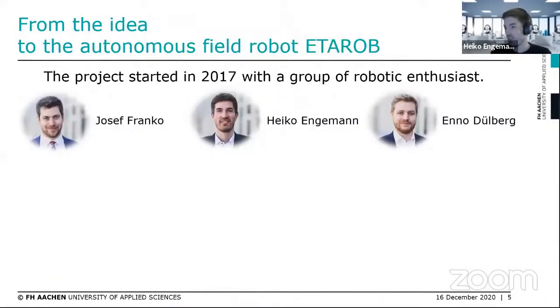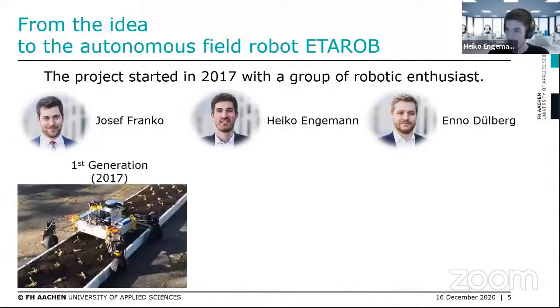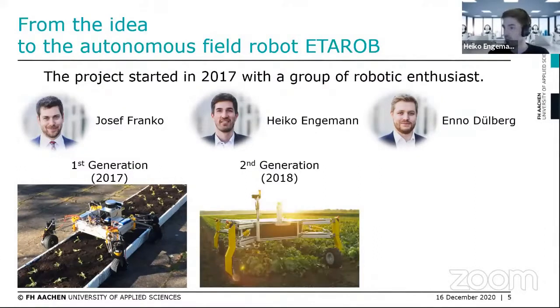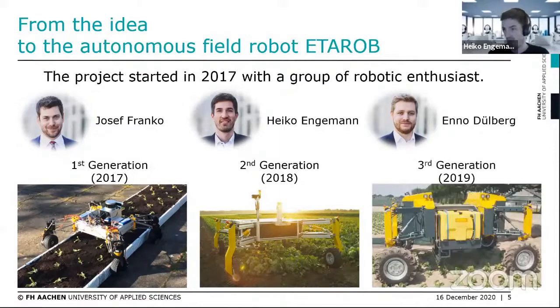In 2017, a team of robotic enthusiasts started with the project ETAROB under the supervision of Professor Stefan Karlweit. We started with a small prototype and we set the focus there on sensor integration and on the kinematics. In 2018, we finished the development of the second generation, which then was already tested on the field and included some technical demonstrations on chemical-free weeding applications. The actual version was introduced in 2019, which follows a modular concept and is currently used in different research activities.